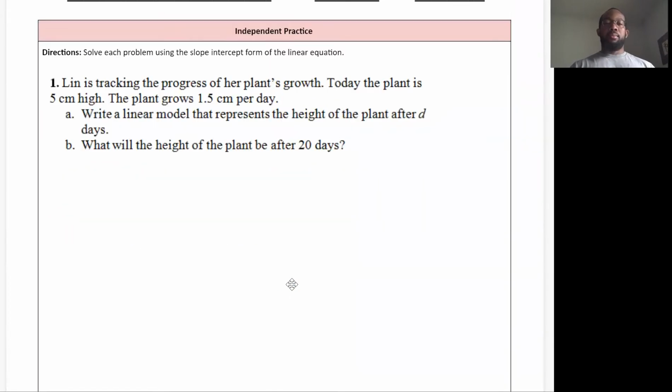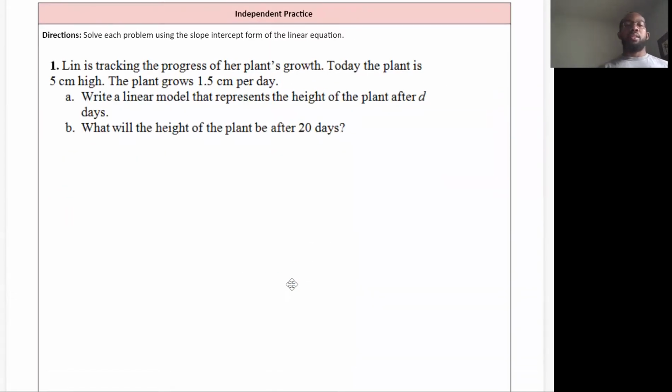an example. Here it says that Lynn is tracking the progress of her plant's growth. Today the plant is 5 centimeters high. The plant grows 1.5 centimeters per day. Part A says to write a linear model that represents the height of the plant after d days. Part B says what will the height of the plant be after 20 days.